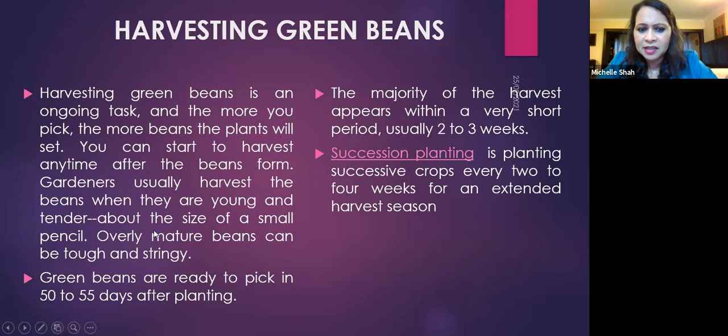Overly mature beans can be tough and stringy. So green beans are ready to pick in 50 to 55 days after planting, and the majority of the harvest appears within a short period, usually 2 to 3 weeks. Succession planting is planting successive crops every 2 to 4 weeks for an extended harvest season.